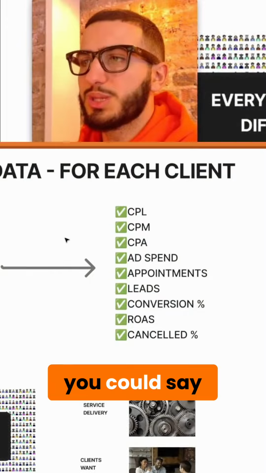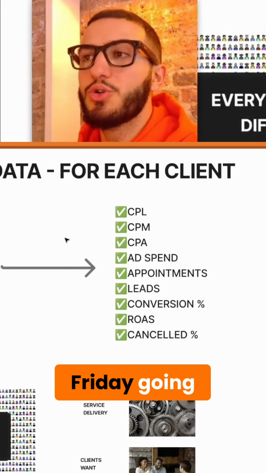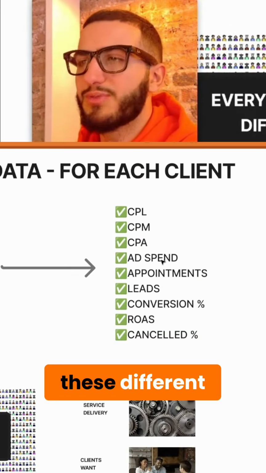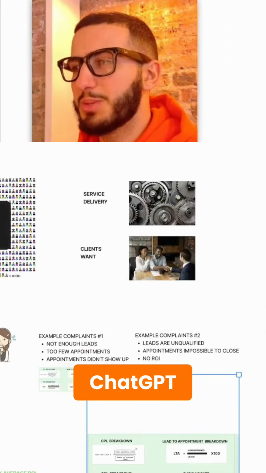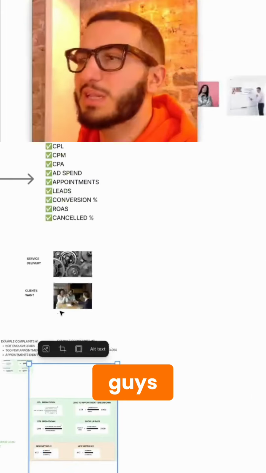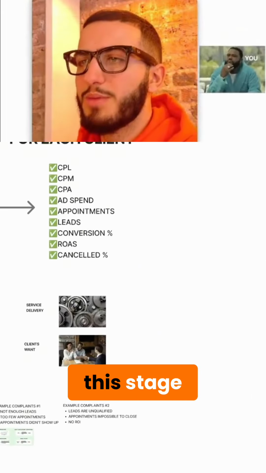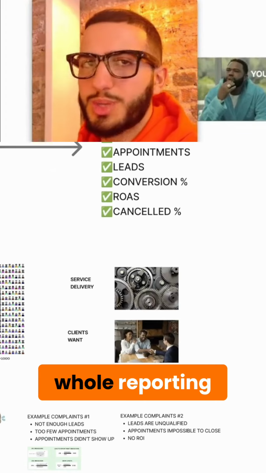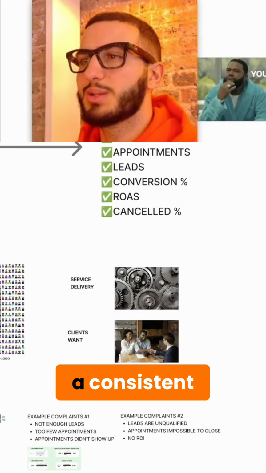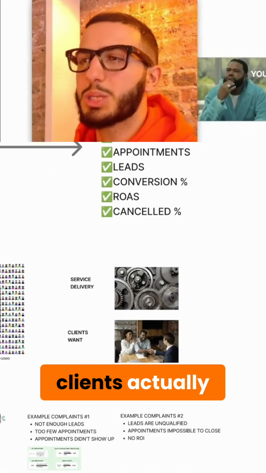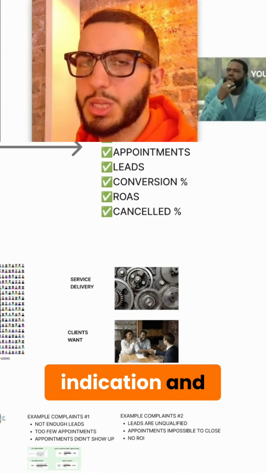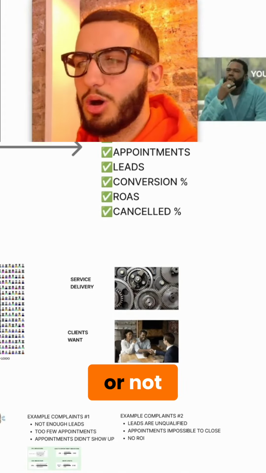For example, you could say every Friday, we're going to spend Friday going over all the different client data and tracking these different items, maybe putting them in a spreadsheet or putting them in ChatGPT. And the most important thing, guys, is that you're tracking the right numbers in this stage, because this is basically what's going to make or break this whole reporting system. If we're not tracking the right numbers on a consistent basis, the numbers that our clients actually care about, then this whole health score indication and getting an idea of who's performing well or not is not going to mean anything.